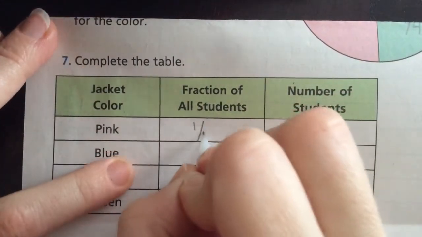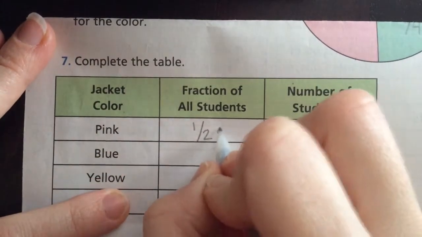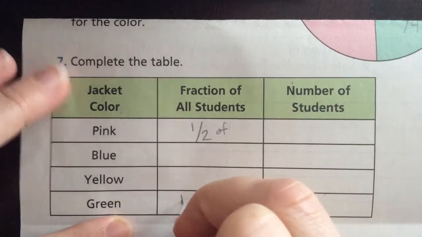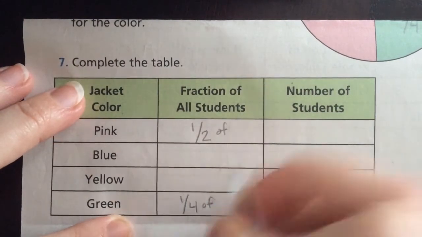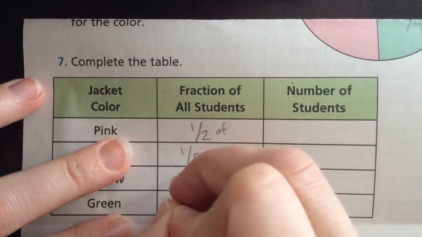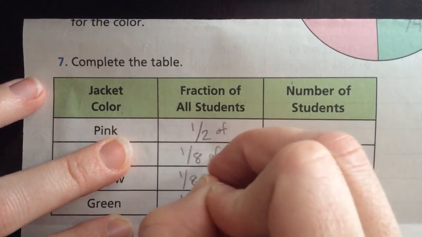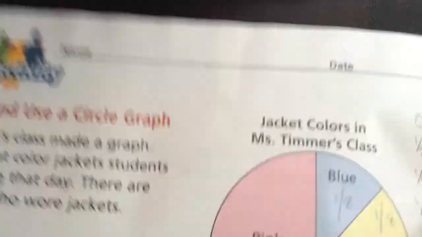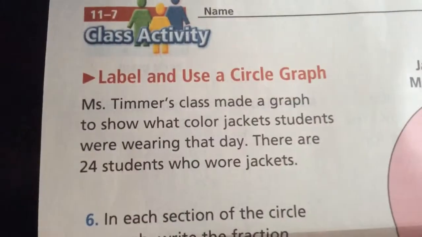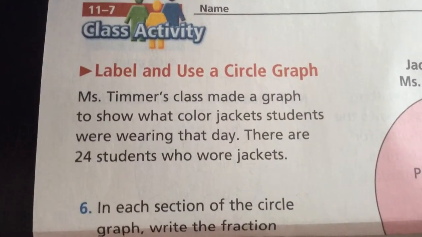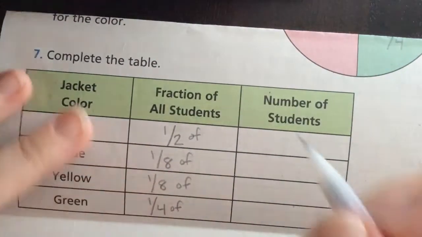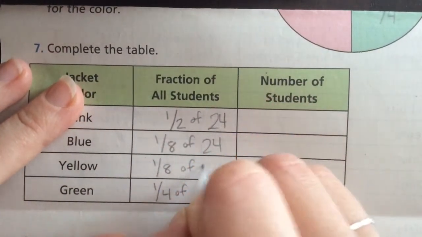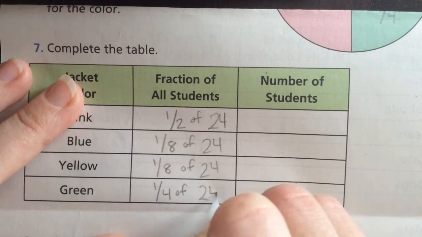Pink is 1/2 of, green was 1/4 of something, and the blue and the yellow were 1/8. And now I have to read, I've forgotten what the number is. It says that the students in her class, there are 24 students who wore jackets. So I am taking 24 and dividing everything off of that.